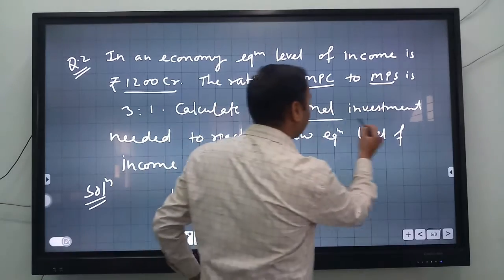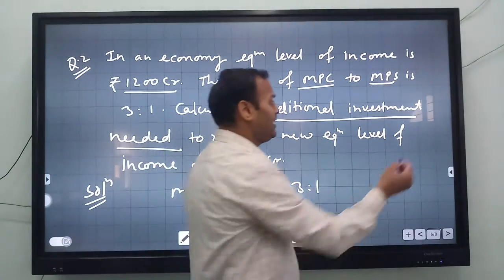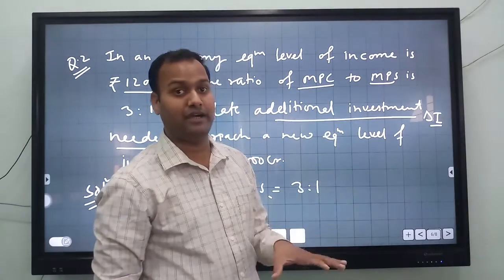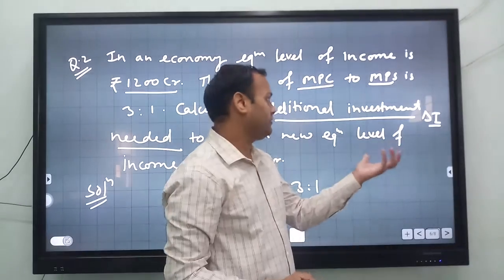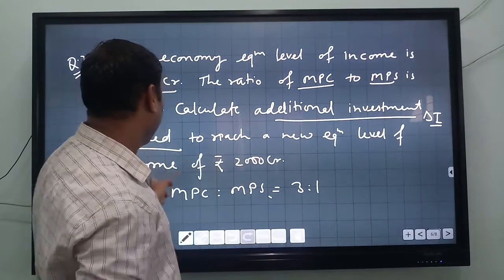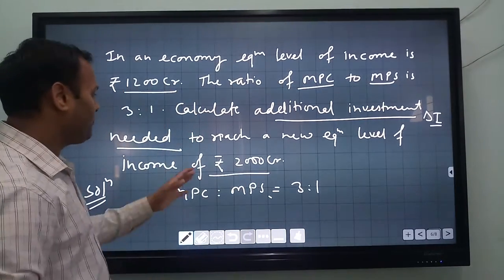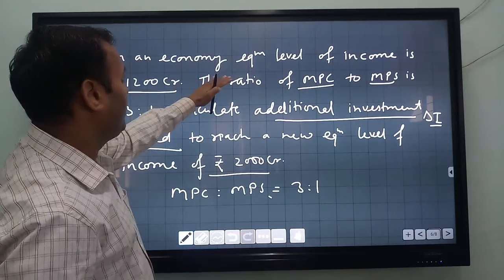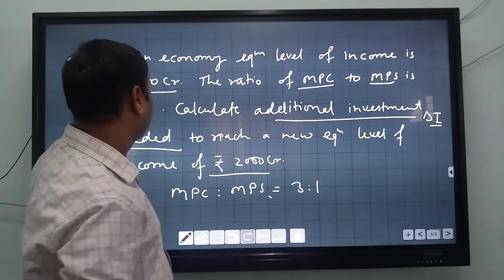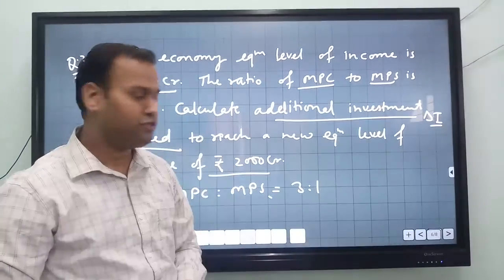to calculate the additional investment needed, that is delta I. Additional means change in income, change in investment, so that is delta I, to reach the new equilibrium level of income of rupees 2000. So here there are two incomes. The equilibrium level of income earlier was how much? 1200 CR. The ratio of MPC and MPS is 3:1.